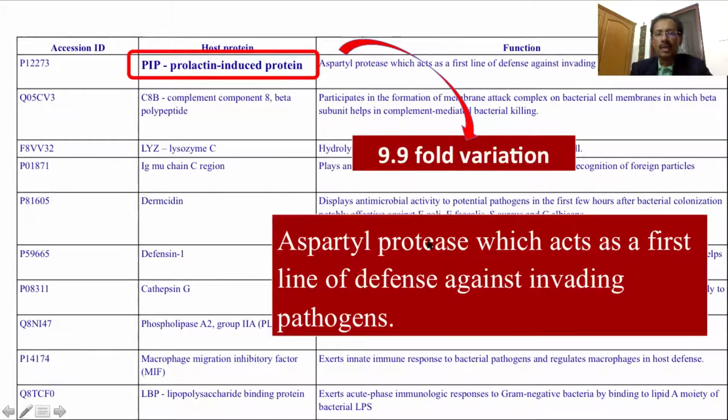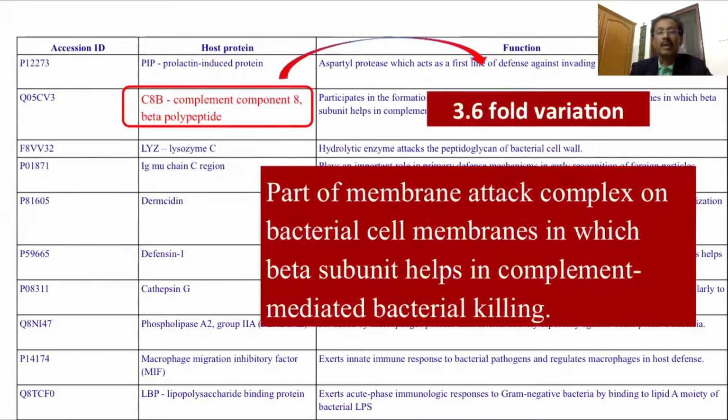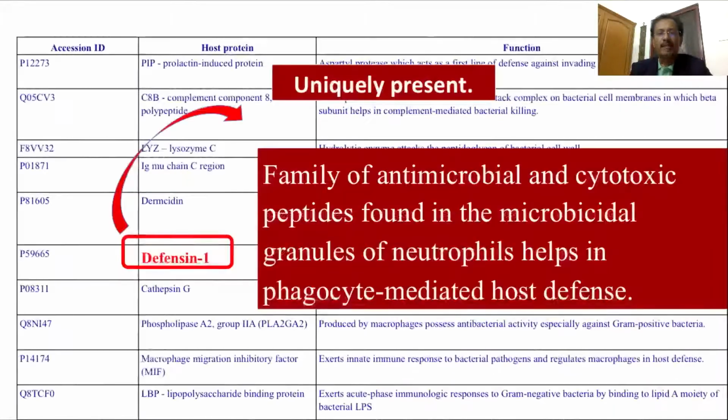And we also know that these act as the first line of defense against invading pathogens. Similarly, complement component and heat tolerant, there was a 3.6-fold variation. And we know that these are all a part of the membrane attack complex on bacterial cell membranes, in which the beta subunit helps in complement-mediated bacterial clearance. The presence of all these proteins actually stands as proof for an infective pathway and activity going on.